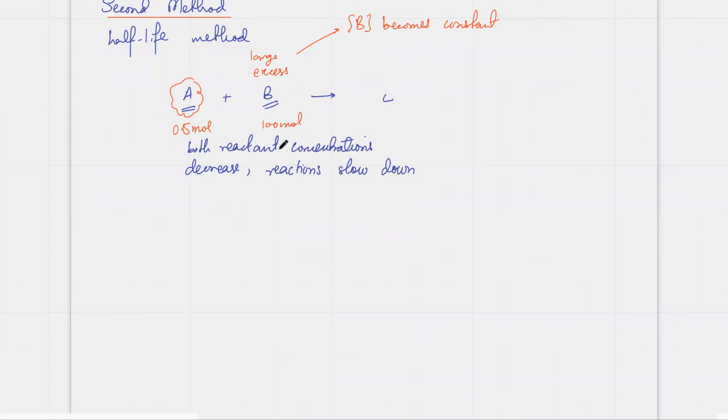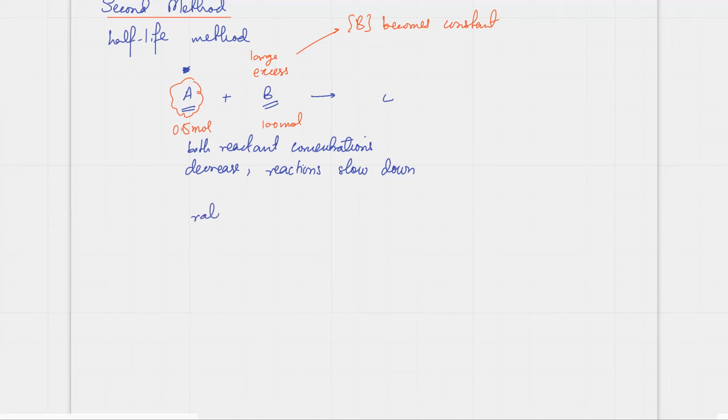So now there are 3 ways. What I've done is I've made A independent of B, because B is not changing. So the rate of the reaction is now only dependent on A, because nothing is happening to B. B is almost constant, so the rate is not going to be affected by B. It will only be affected by A.